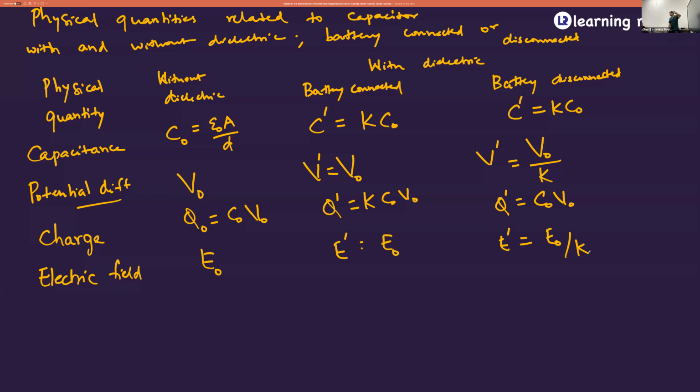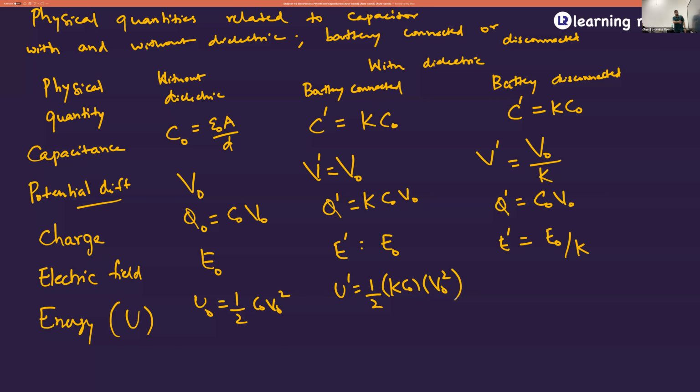Next is energy, which I'll call U. So what is the value of U naught? Half C naught V naught square. So what will happen here? Half into, instead of C naught, I'll write C dash, which is K times C naught, into V dash square, which is V naught square only. So half into C naught V naught square is U naught itself. So what is happening to energy? It is becoming K times the initial energy. It is increasing by a factor of K. So it is K times U naught.